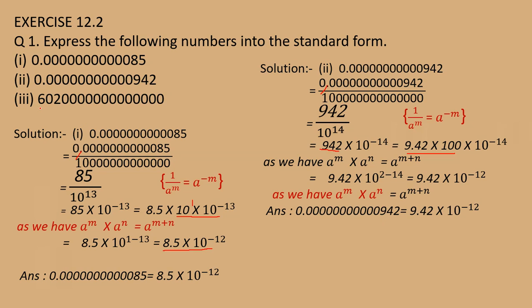Similarly for the third. Now the third is different from the first two. In the first and second problems we have 0 point, which means those two numbers are very small, whereas in the third problem the number is very large. So let's express this large number in standard form. Here we have 602000000000000. How can we write it? How many zeros are there? We count and get 13 zeros, so we can write it as 10 raised to the power 13.